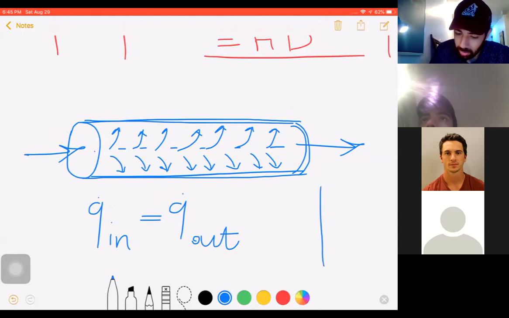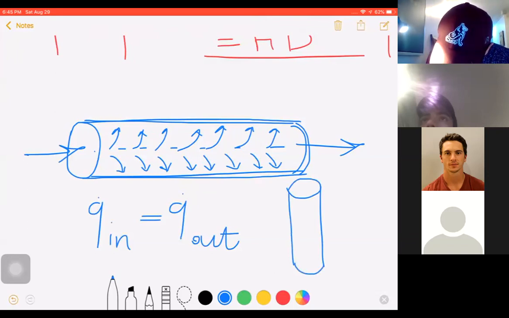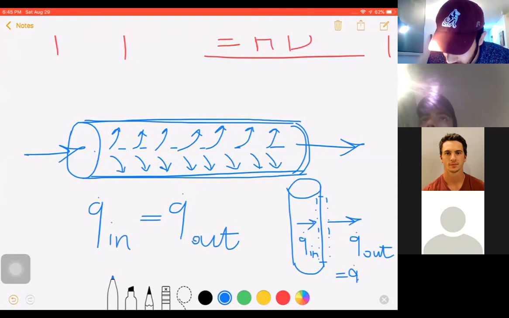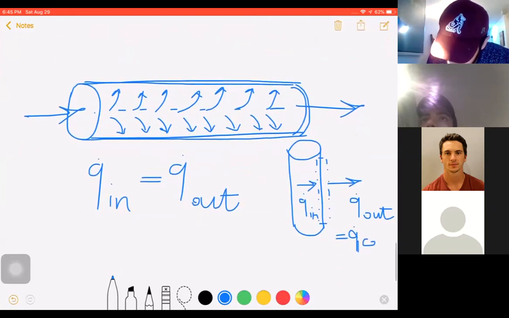So if you consider the surface of my cylinder, Q in is coming from the superheated vapor to the boundaries of this surface, and it is transferring and escaping from the outer side in terms of convection. Q out is equal to Q convection.